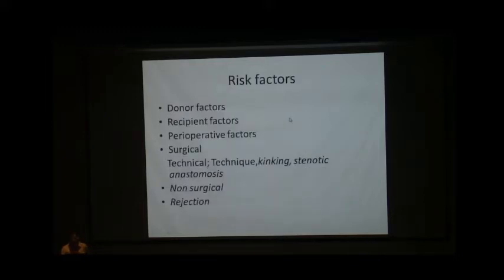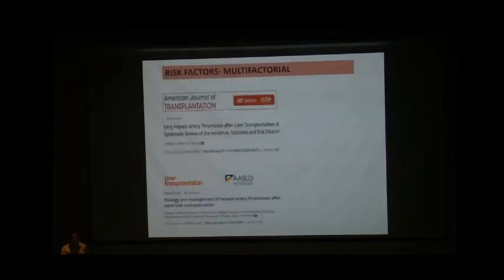Coming to the risk factors, they can be donor related, recipient related, perioperative risk factors, surgical, which is technical related, kinking, stenosis, and the condition of the artery, and there can be non-surgical causes also which we are going to discuss in detail. And rejection as a non-surgical cause can have increased resistance to arterial flow leading to hepatic artery thrombosis. These two studies have discussed the risk factors associated with HAT in detail. I am going to discuss these two.